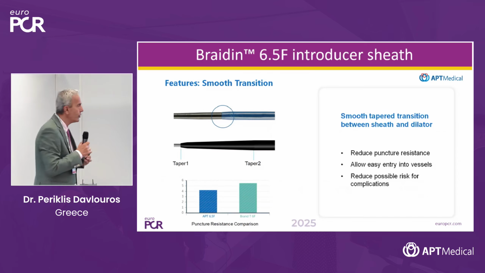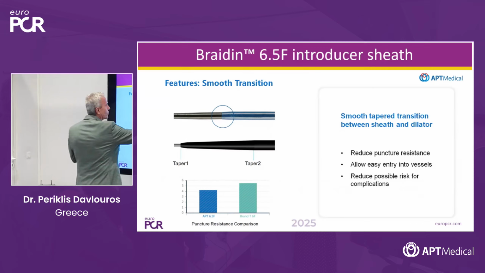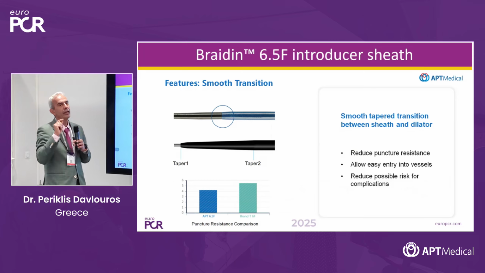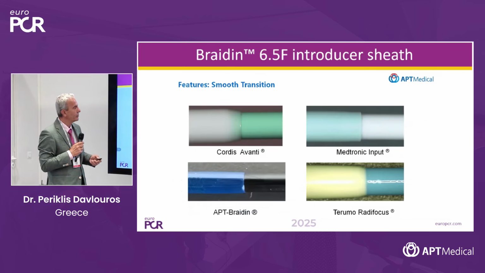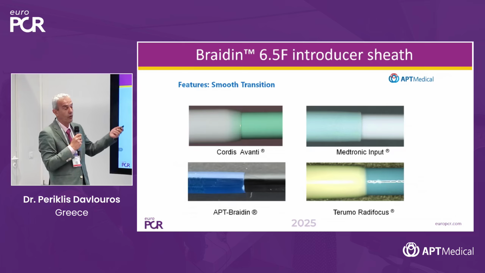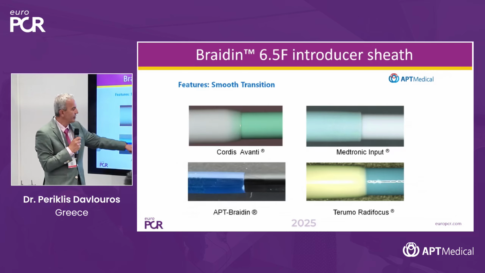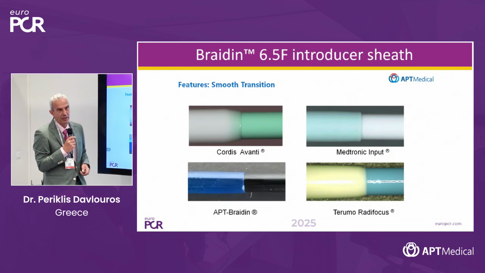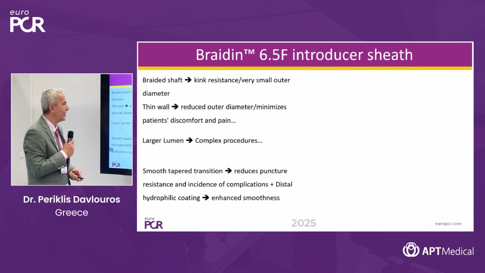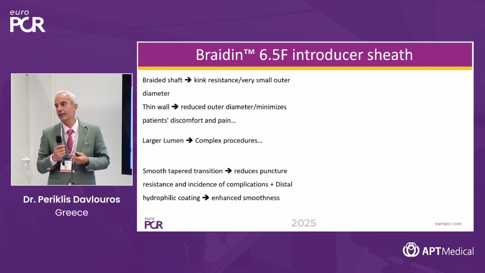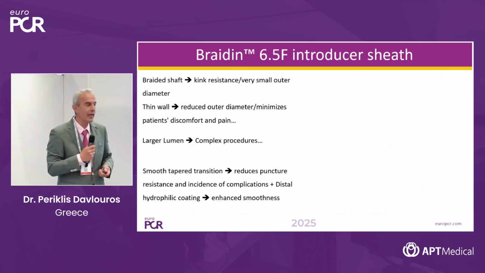Another important innovation is this smooth transition zone from the dilator to the sheath. This is the smoothest transition zone that I have found in the market. And if you compare it with other transition zones of commonly used sheaths, like the Terumo Radifocus or the Medtronic, you see that the difference is important. And this is, of course, very important for the comfort of the patient and the insertion of the sheath without complications.